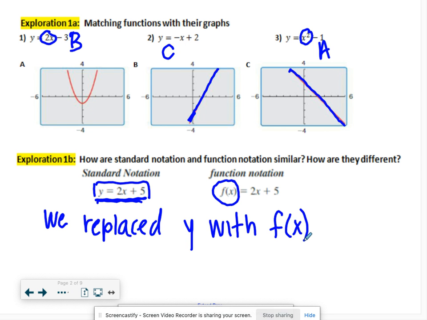Function notation will be nice when we plug numbers in, which we're going to do a little bit of today. But that's really its only benefit. No, we're going to go with the big ideas today.